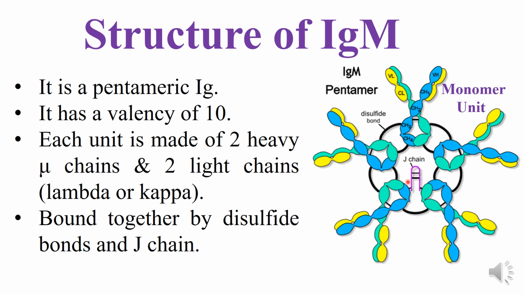This J chain is a glycoprotein and it is present in two immunoglobulins, that is immunoglobulin M and immunoglobulin A. So if you are asked which are the immunoglobulins that have a J chain, your answer is immunoglobulin M and immunoglobulin A.